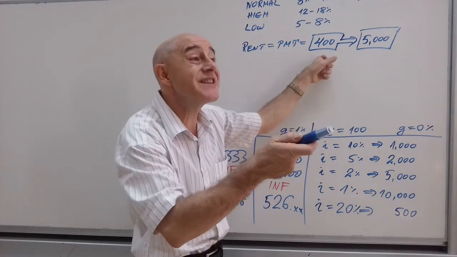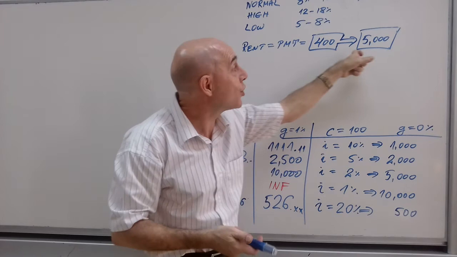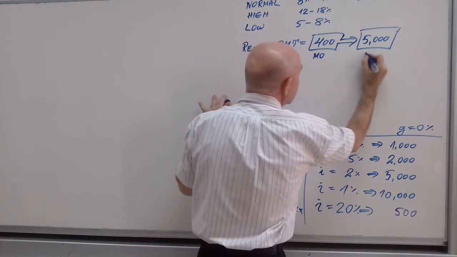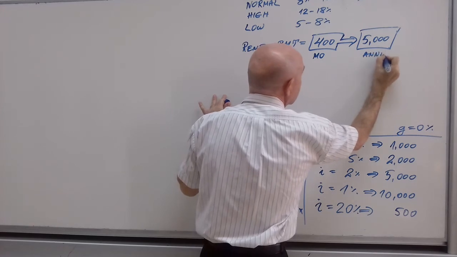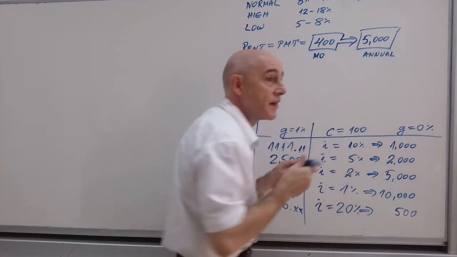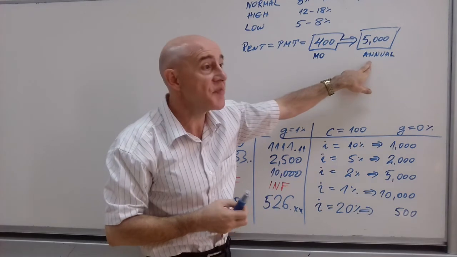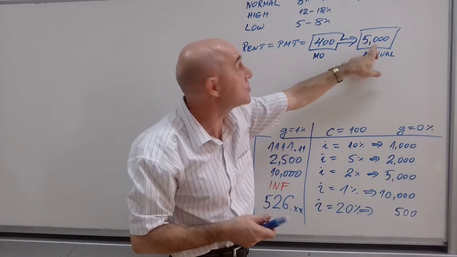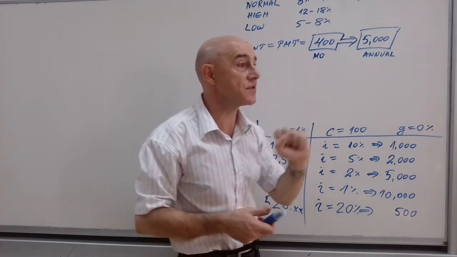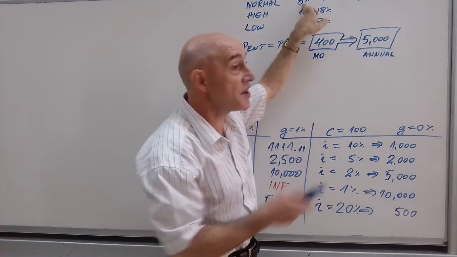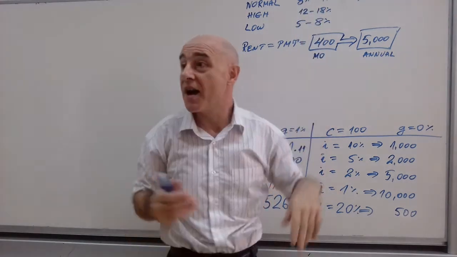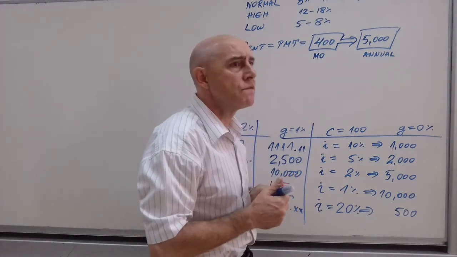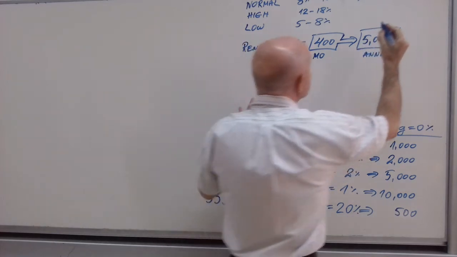You say 400 is the monthly payment, and therefore the annual payment, this is monthly, this is annual. And then you have a perpetuity. Annual of 5,000 at 10% is 50,000. Well, how much is it at 8%? How much is it at 8%? Oh, 62, okay.